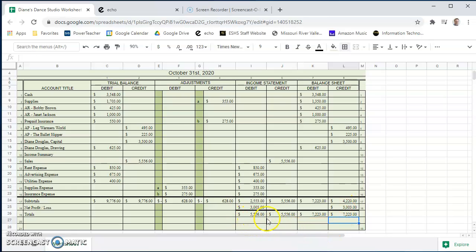Now, when I look at my final balances, my debits and my credits are equal in the income statement, and my debits and credits are equal in the balance sheet. And that is basically the final step, because now that I am equal all the way across in all 4 sections, I can feel pretty confident that I have done the entire worksheet correctly.